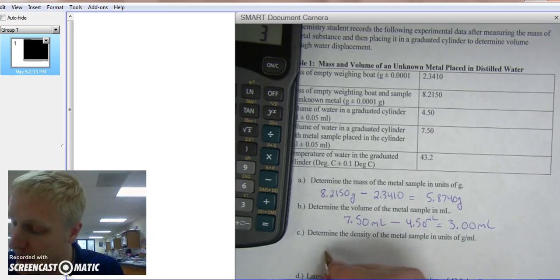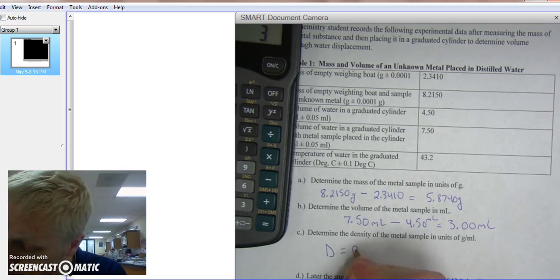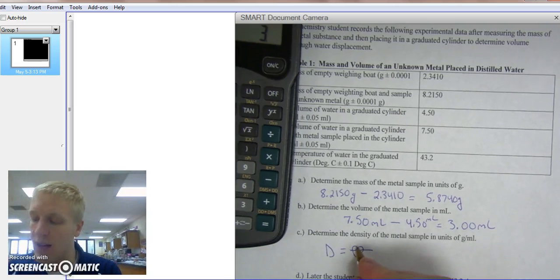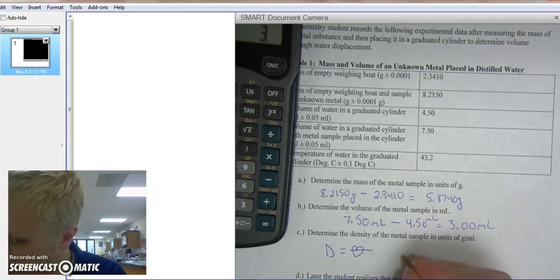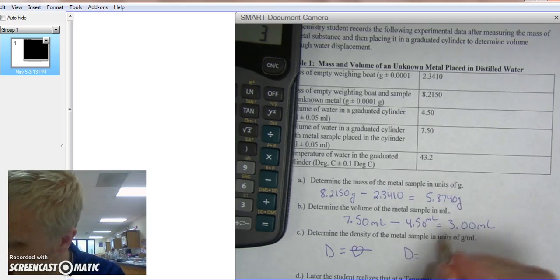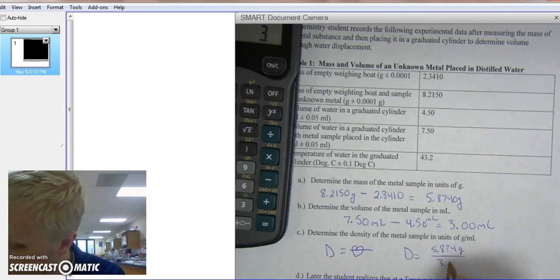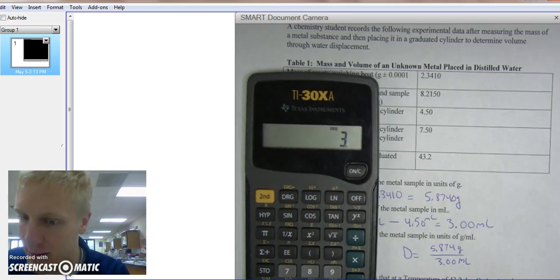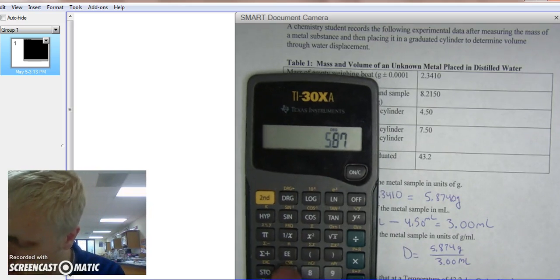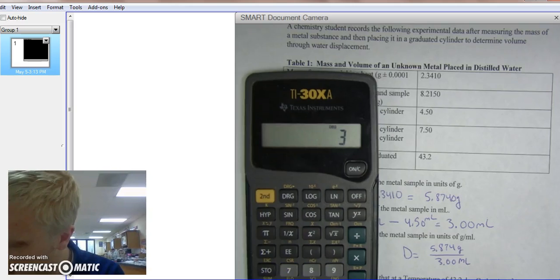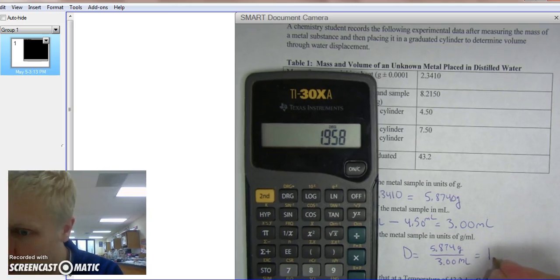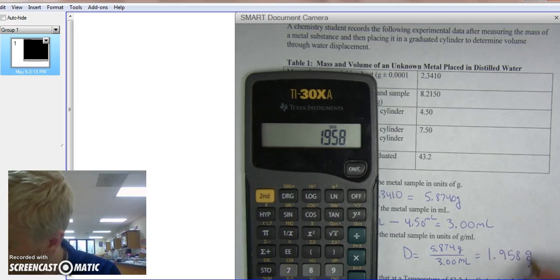Alright, then we've got letter C. Find the density. Density, remember, is just like a broken heart. You've got mass over volume. So my density is mass of 5.874 grams divided by 3.00 milliliters. Plug it in my calculator. 5.874 divided by 3 equals 1.958 grams per milliliter, and we need to double check this.